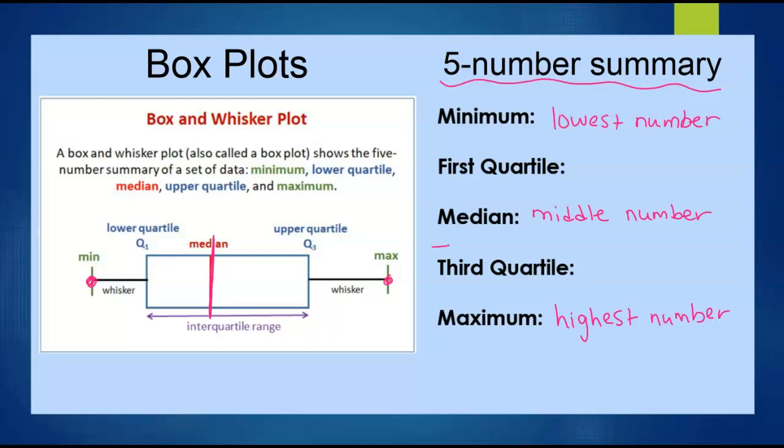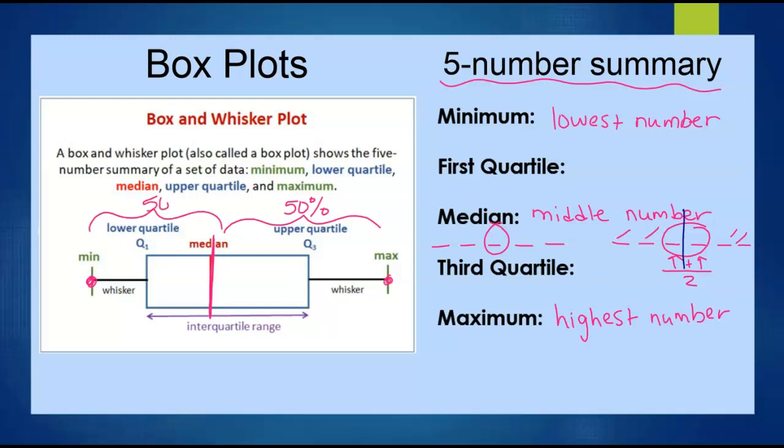If we have an odd set of data, the middle number is your median. If we have an even set of data, then the middle number is the average of the two. So you would take this plus this, find that total, and divide by 2. So the median then would be right here. Now, since the median is half of the data, that means everything from the median to the max is 50%, and everything from the minimum to the median is 50% of the data.